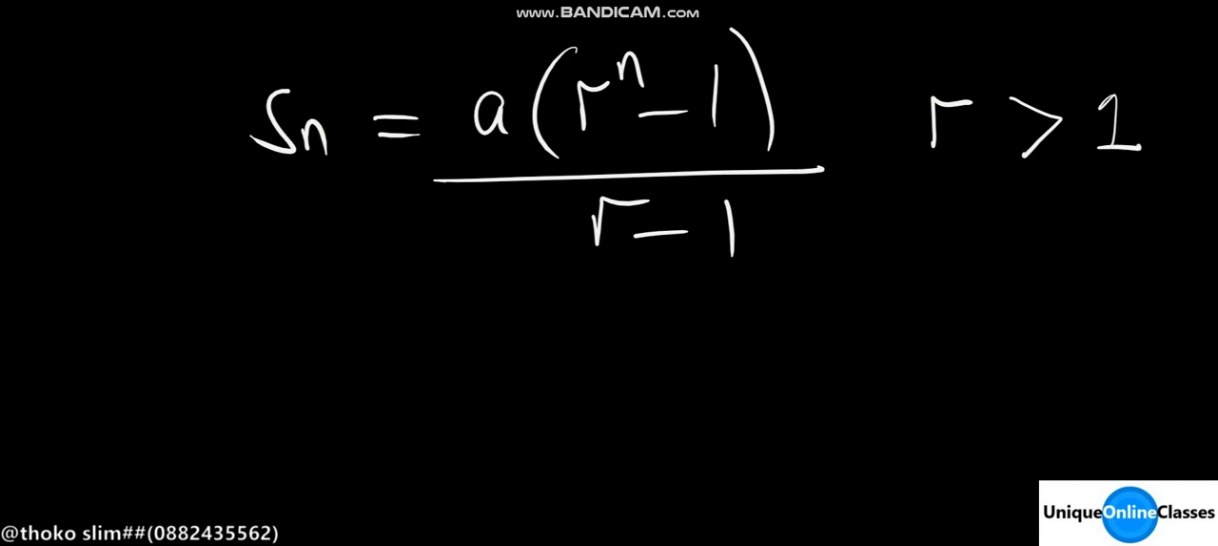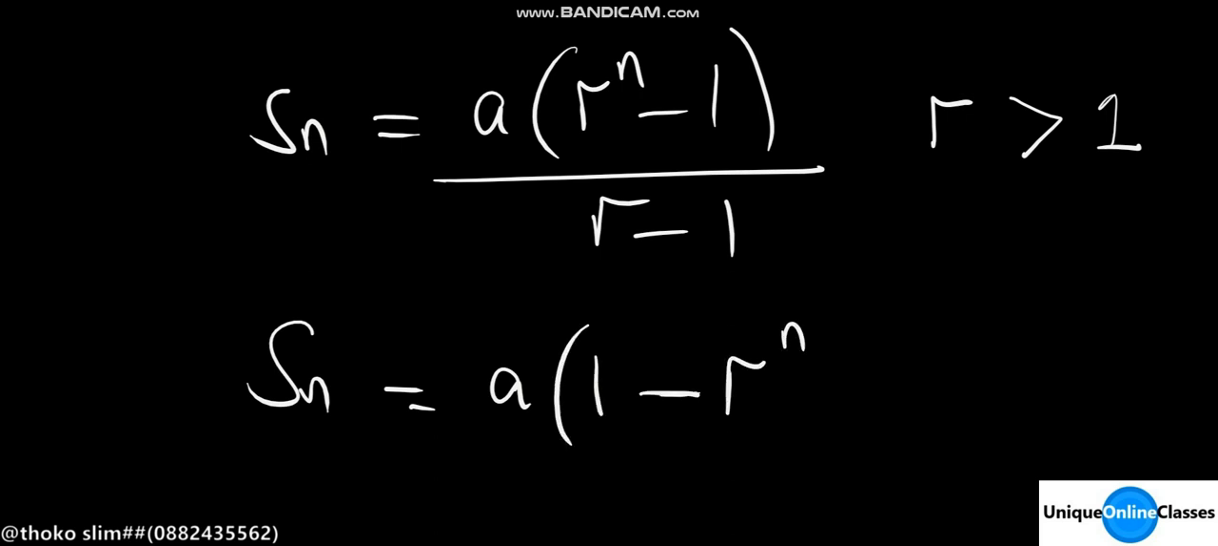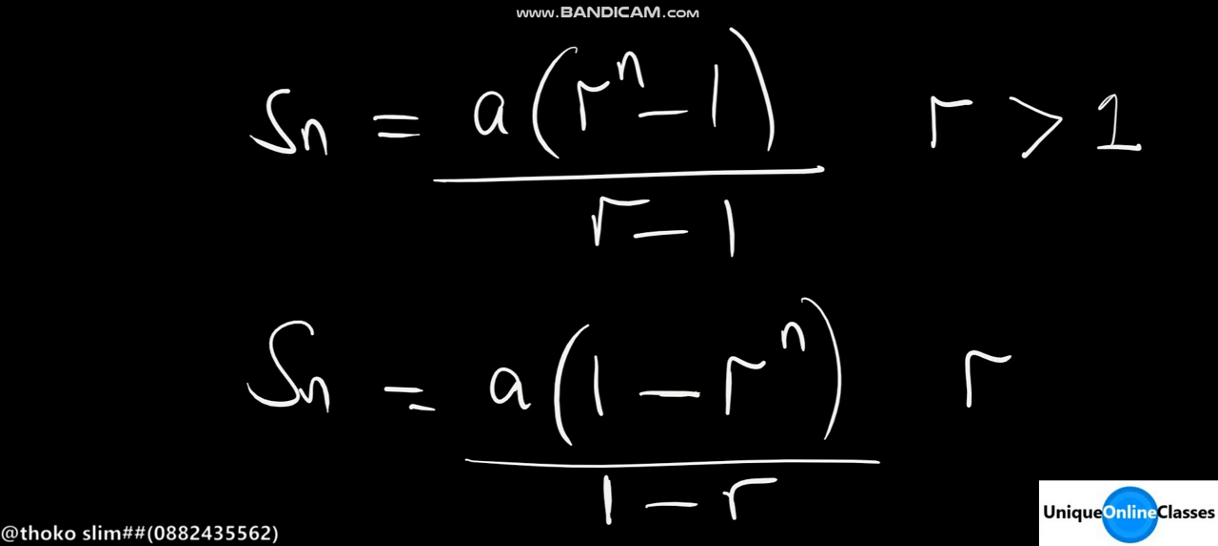And another formula is Sn equals a, open bracket, 1 minus r to the power n, close bracket, divided by 1 minus r. We use this one when the common ratio is less than 1. So let's have the first example.